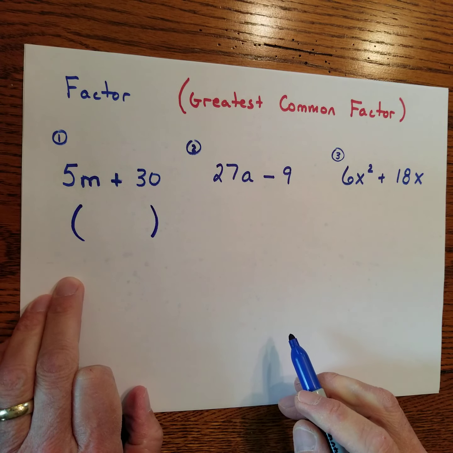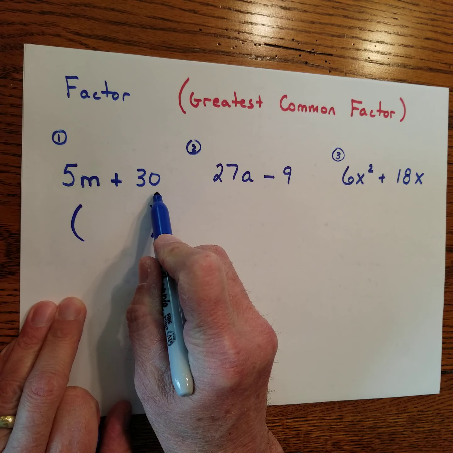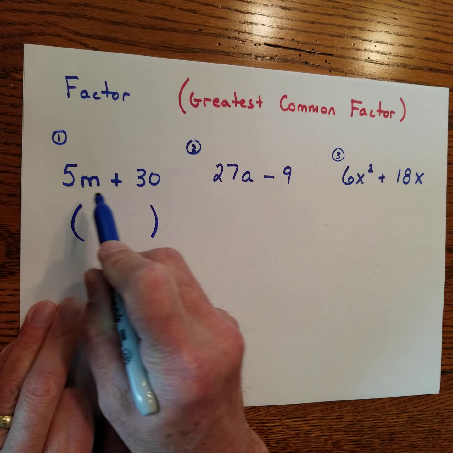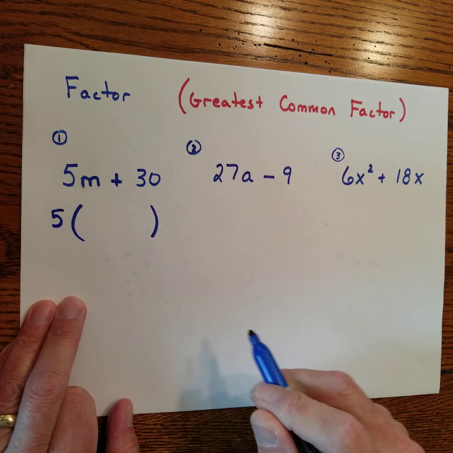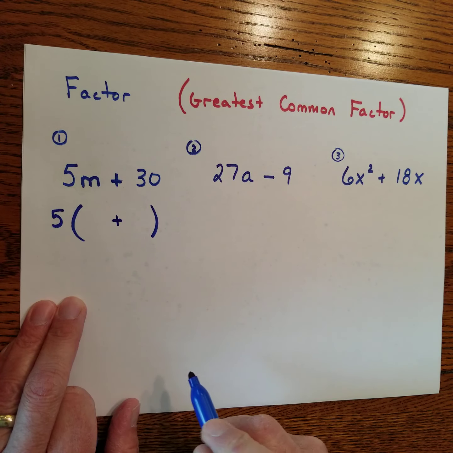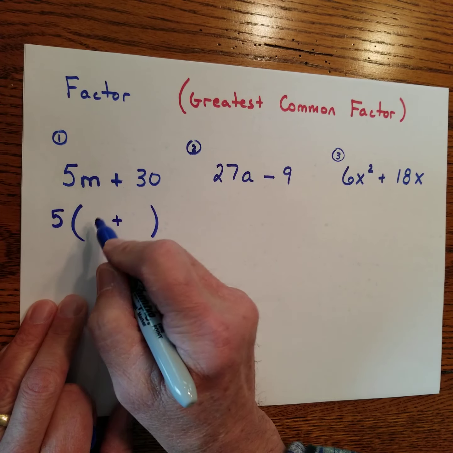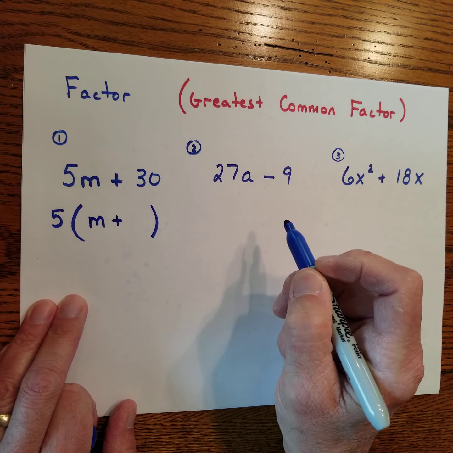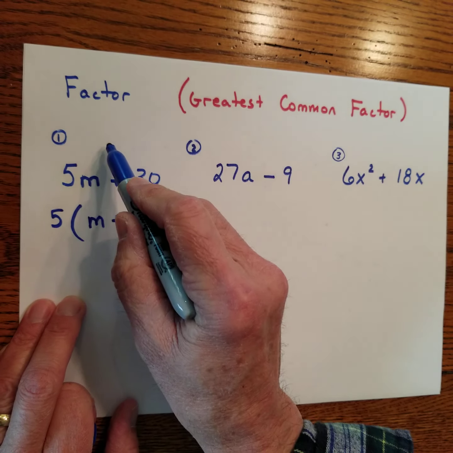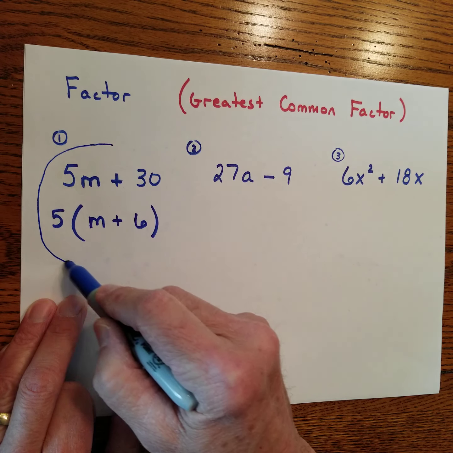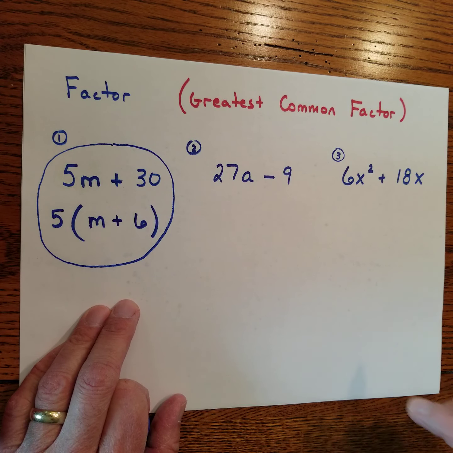The greatest common factor in number 1, I noticed that each term is divisible by 5. 5 divides into 5, 5 divides into 30. I can factor out the 5. When I do that, what's left inside is what I get when I divide by 5. 5 divided by 5 is 1. That's 1m. 30 divided by 5 is 6. Perfect. There's the way I want you to show your work. Write the problem down. Put the factored form underneath.